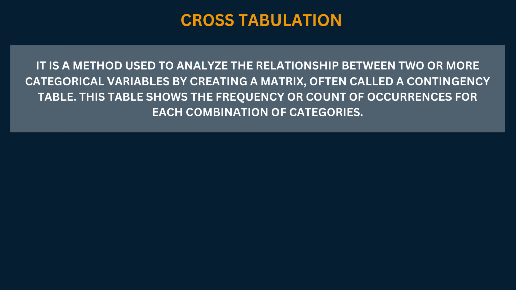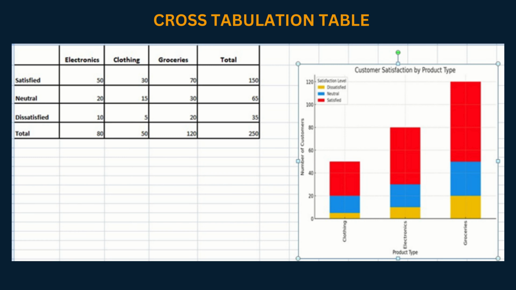Let's discuss cross-tabulation. It is a method used to analyze the relationship between two or more categorical variables by creating a matrix, often called a contingency table. This table shows the frequency or count of occurrences for each combination of categories. Here's an example to understand cross-tabulation better. Suppose we have data on customer satisfaction, that is, satisfied, neutral, and dissatisfied, and the type of product purchased: electronics, clothing, and groceries. We want to understand if there is a relationship between customer satisfaction and the type of product.